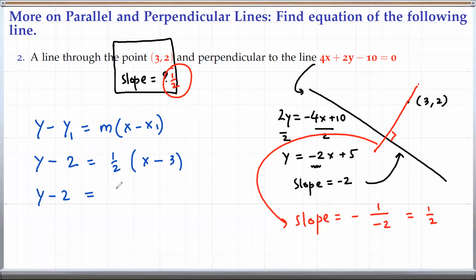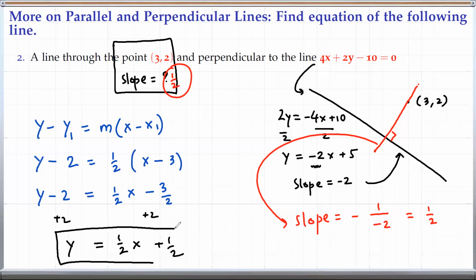Y minus 2 equals 1/2 x minus 3/2 when you distribute 1/2. And then you can add 2 to both sides. So on this side, you have y minus 2 plus 2, which is just y, equals 1/2 x as it is, -3/2 plus 2. 2 is like 4/2, so 4/2 minus 3/2 is 1/2, plus 1/2. So this is the equation of the line.